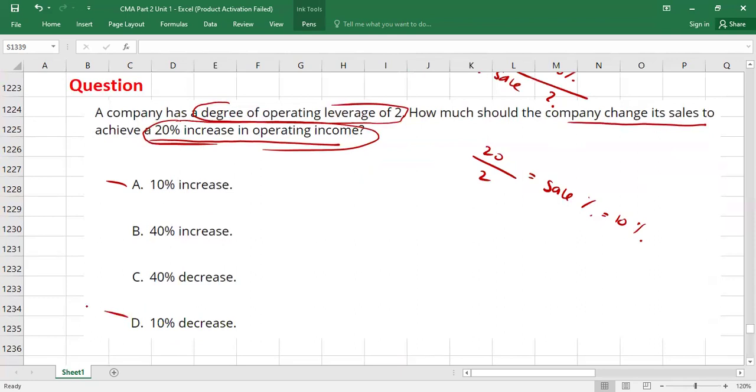I told you it always has a direct relation. If your sales increase, your operating income will also increase. If your sales decrease, your operating income will also decrease. And here the question is about a 20% increase in operating income. An increase in operating income obviously means sales should increase. So the answer should be 10% increase, A. So this should be the answer.